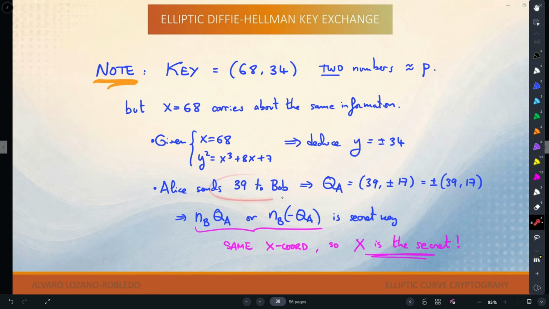Because when Alice sends 39 to Bob, instead of sending QA, Bob knows that the point for Alice is 39 plus or minus 17, so it's plus or minus that point. But when we multiply these points, that plus or minus will give me that the secret key is plus or minus k, and they have the same x coordinate. So the x coordinate is the key, not the entire point. Okay, so that way the key is just one number modulo p instead of two numbers modulo p.